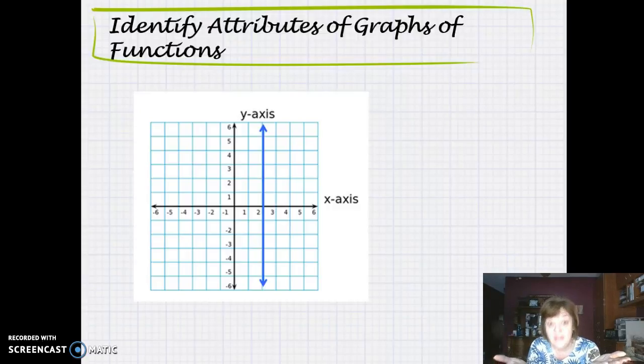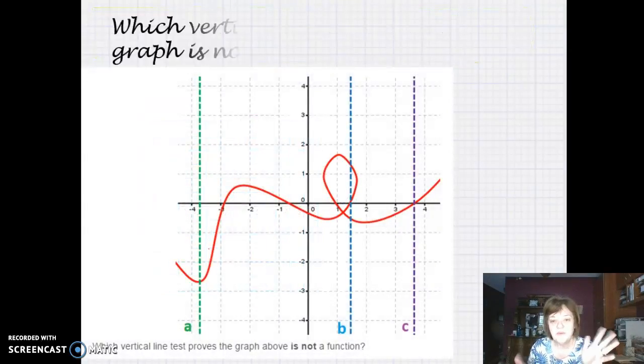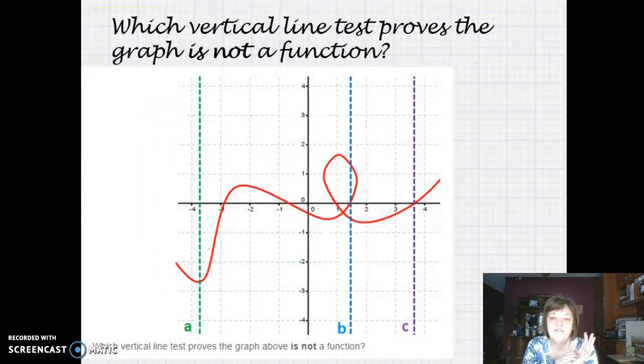Notice our graph is a vertical line. Whoa, nope. It is not a function because it is the straight line. Okay, so all the x values are, the x value of 2 has infinite answers. It can't even have 2, so infinite's way bigger than 2. Okay, so that one is not a function.